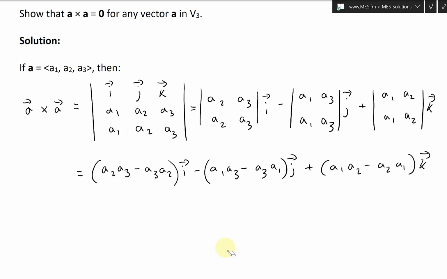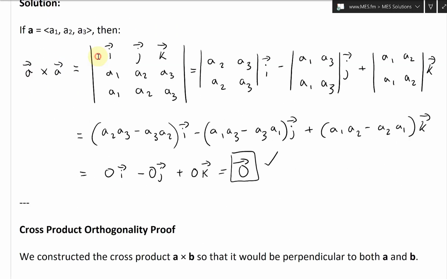And you're just going to be left with 0I, minus or plus, well, it doesn't matter, minus 0J, plus 0K. In other words, this is just a 0 vector. All the terms are 0. And this is K, like that. And we'll just box this out. So there is our proof. And I'll put a check mark, as that is the proof that A cross A is equal to 0.